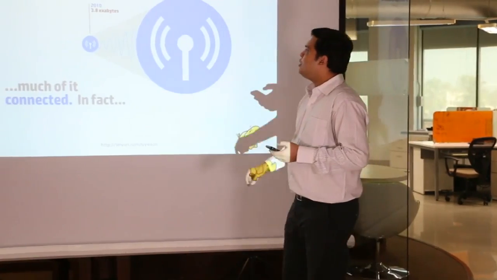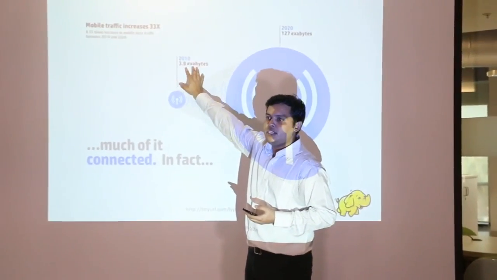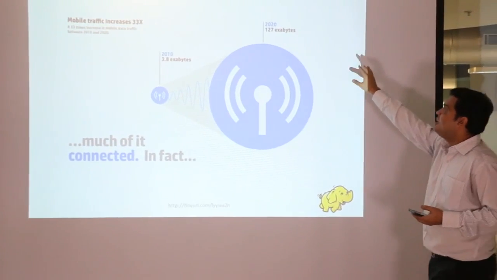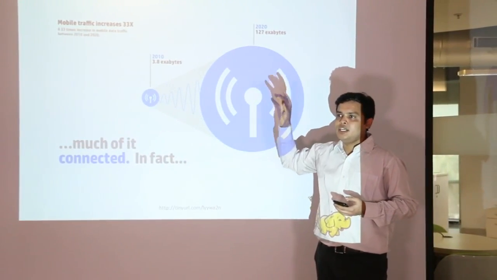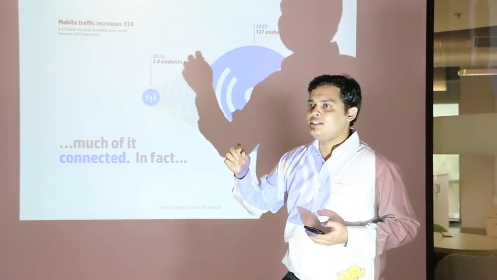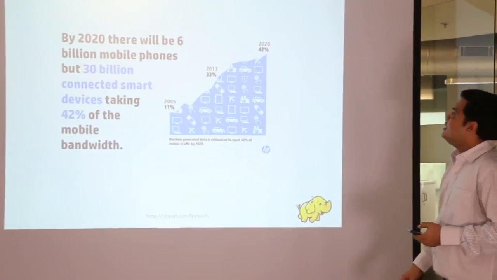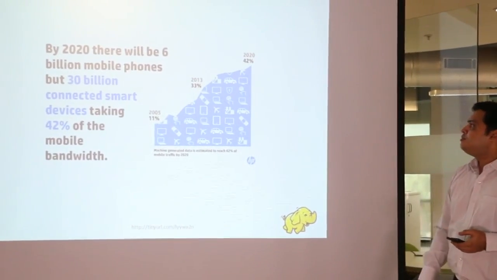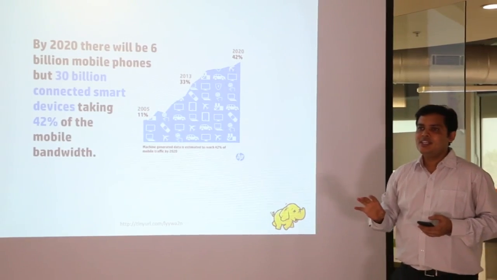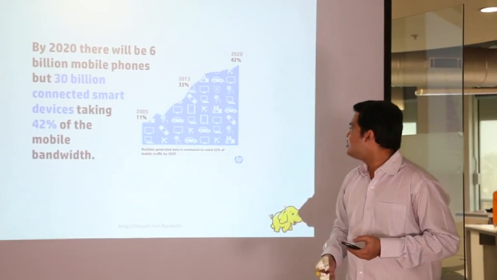So this is another example of mobile traffic. In 2010 it was generating 3.8 exabytes. It's exabytes, right? And by 2020 it will be like 127 exabytes. So the point over here is that it will increase at a very fast pace. So it's necessary to have that system in place. By 2020 there will be 6 billion mobile phones, but 30 billion connected smart devices taking 42% of the mobile bandwidth. So that's the pace I wanted to highlight, showing why the data is getting generated at such a high pace.